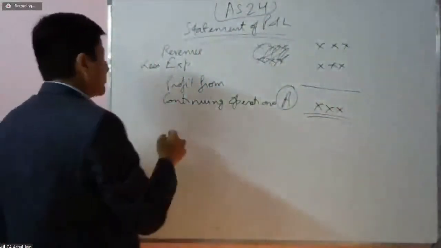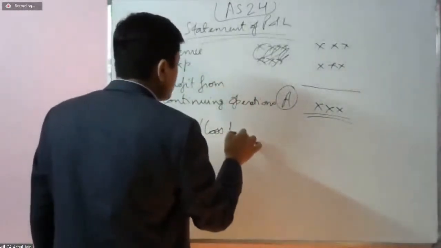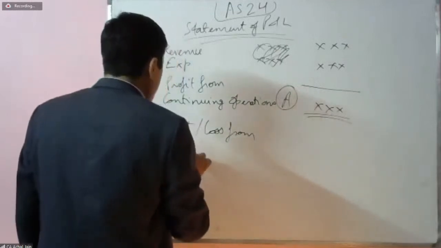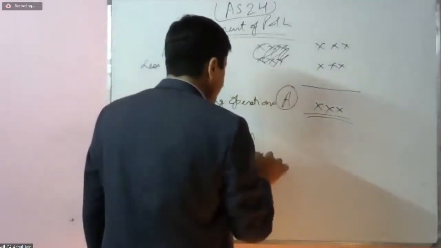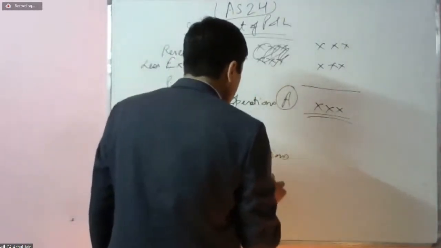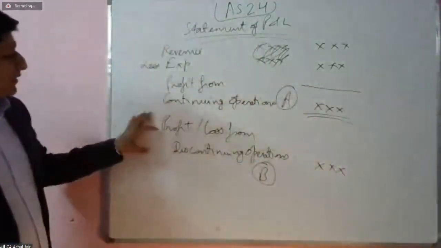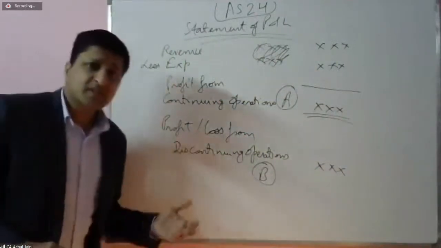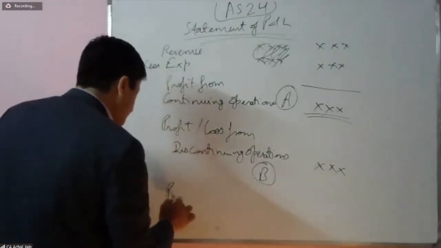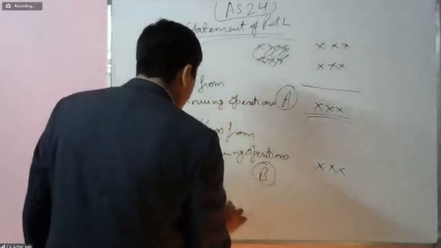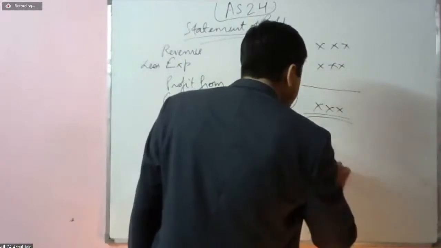Then the companies would show profit or loss from discontinuing operations, which becomes part B, with a similar sort of breakup. Revenue separately for this, expenses separately for this, and the summation of these two, meaning the profit or loss for the company as a whole, then becomes A plus B.